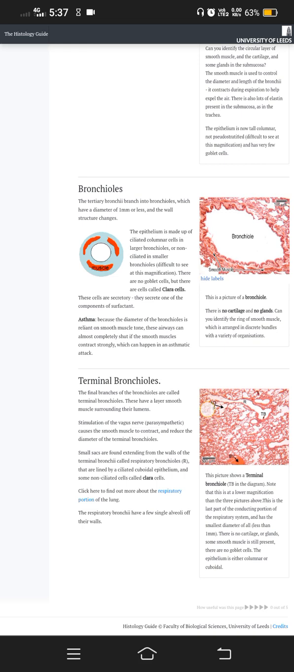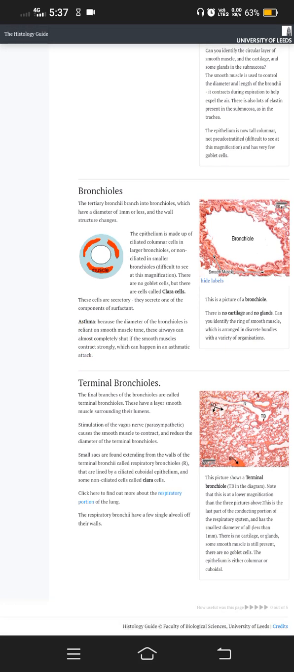Then this picture in red color on the right side shows a terminal bronchiole. Note that this is at a lower magnification than the three pictures. This is the last part of the conducting portion of the respiratory system and has the smallest dimension of 1 mm or less. There is no cartilage, no glands, and some smooth muscle is still present, and there are no goblet cells. The epithelium is either columnar or cuboidal.